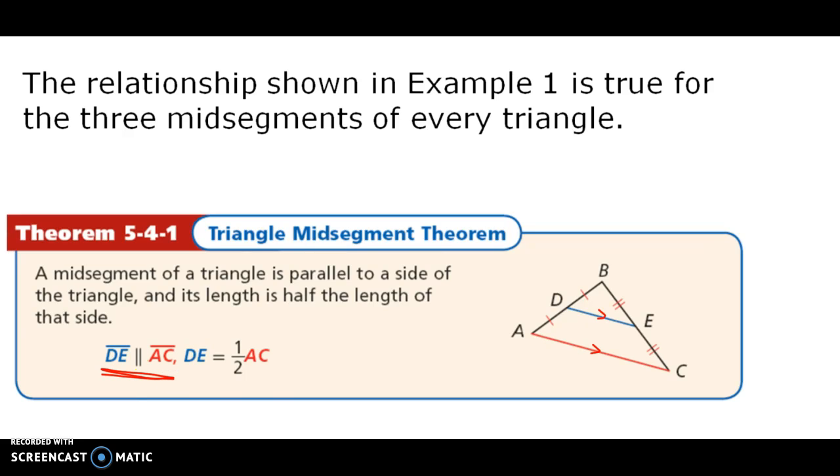And then, what is this saying? DE is half of AC. Literally, if I were to write this out in an English sentence, I'd say DE is half of AC. So let's say AC was 8. What would DE be? 4. Super easy. Okay? So that's the mid-segment.